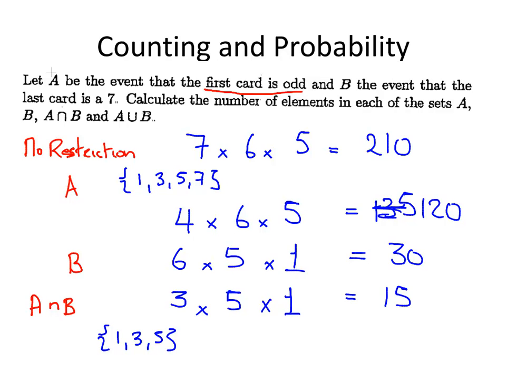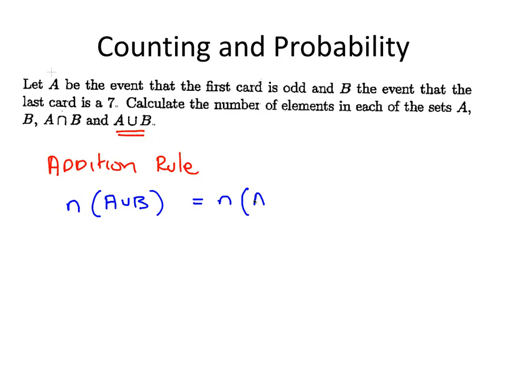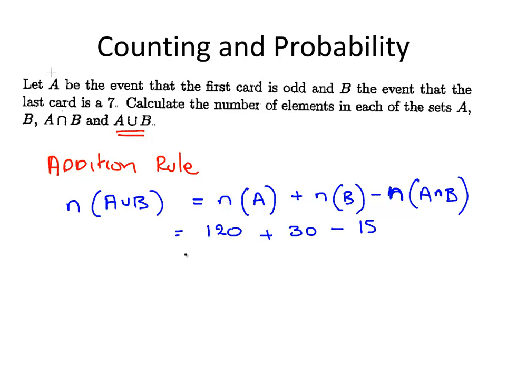So what we have to do now is A union B, and we're going to apply the addition rule. The number of elements in A union B is equal to the number of elements in A plus the number of elements in B minus the number of elements in A intersection B. We subtract the intersection to stop it getting counted twice. By the way, this is N here, and that's an upturned U. So we have 120 plus 30 minus 15, and the answer is 135. I accidentally gave that answer earlier. So the number of elements in A union B is 135. That is the answer to the first part.